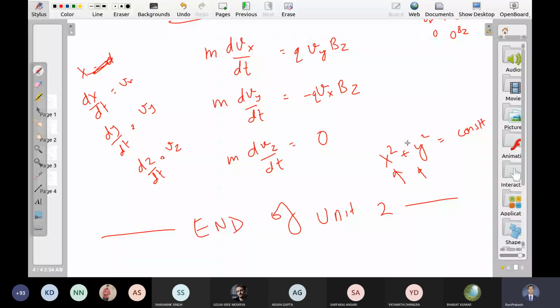Obviously, Vz is constant from here, and let us say Vz was 0 initially, it remains 0 all the time. So there is no movement in the z direction. Now you need to solve only these two equations, and they are coupled, right? Bx is connected with by is connected with px. So think about it, not very difficult, but difficult नहीं है.